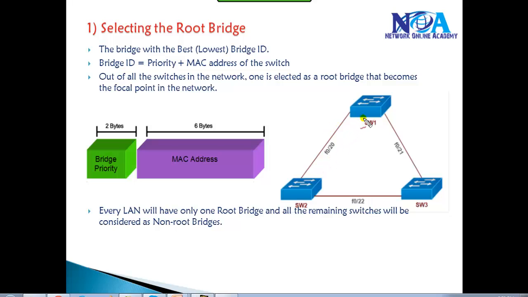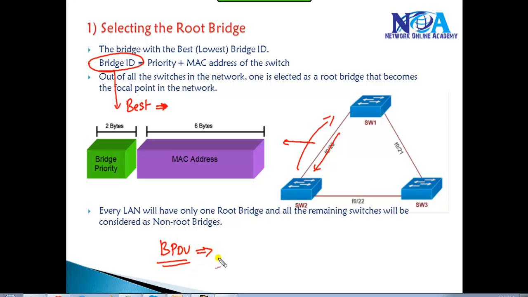Now what they do is run an election. Switch 1, switch 2, and switch 3 undergo an election process where they decide that whichever switch has the best bridge ID will be considered the root bridge. So whichever switch has the best information, the best bridge ID, will become the root bridge. They keep sending hello messages between them, which we call BPDU messages. Every switch exchanges its own bridge ID information using bridge protocol data unit messages, which are sent every 2 seconds.